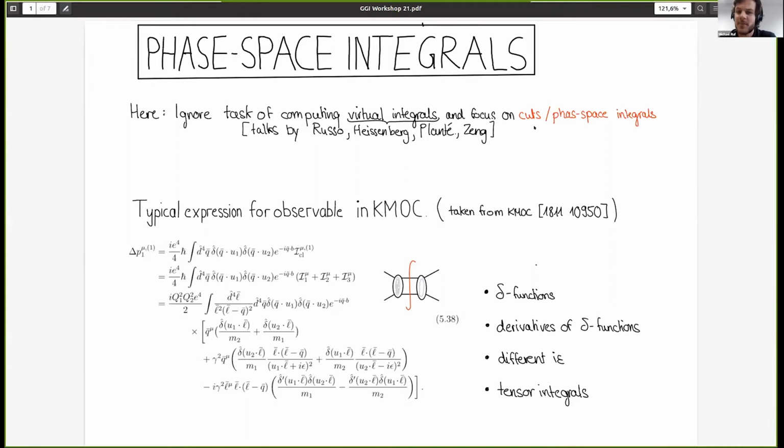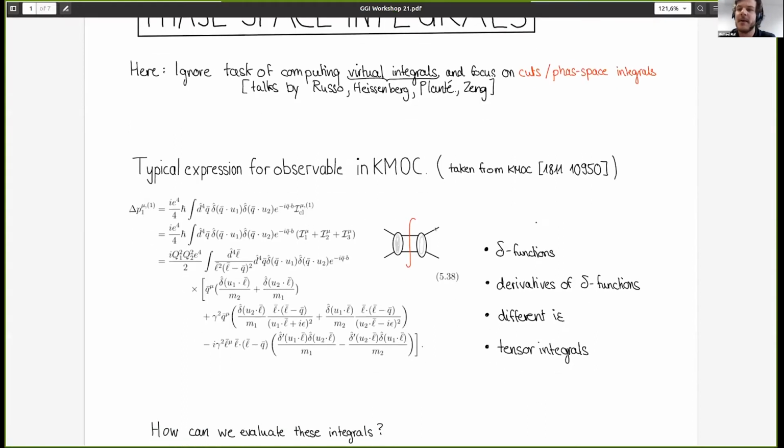And I'm mostly going to focus on the phase-space integrals because that's really something that was not so much covered in different talks. And for the virtual integrals, I'm going to point you to the talks by Rodolfo, Carlo, Ludovic, and Mao, where especially Mao spent a lot of time explaining how to do these integrals.